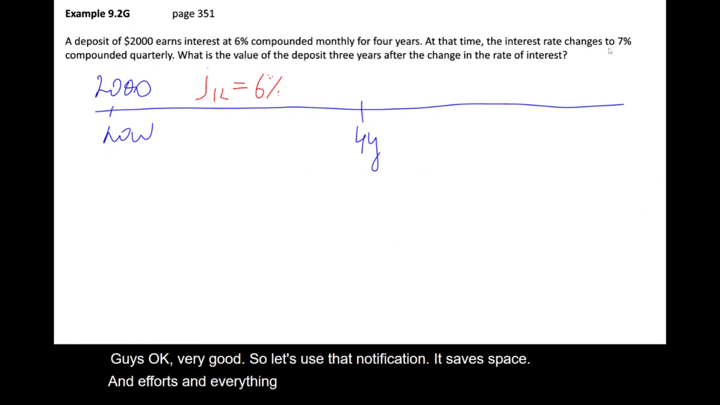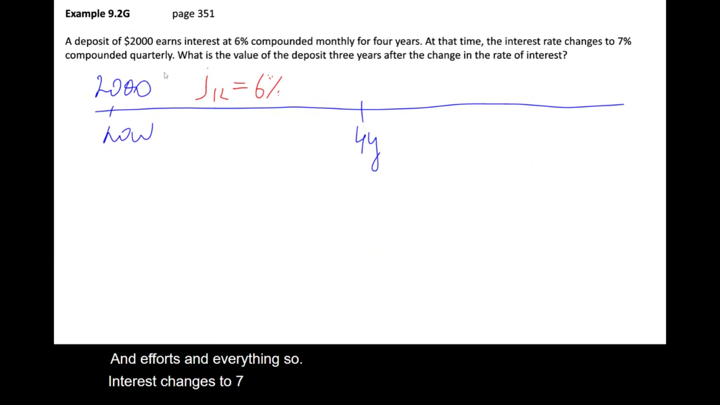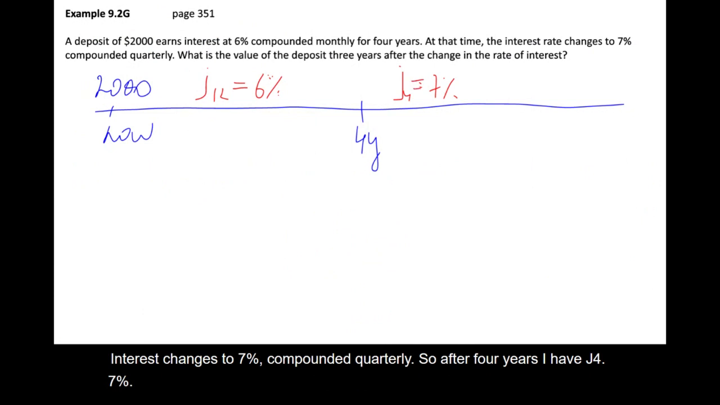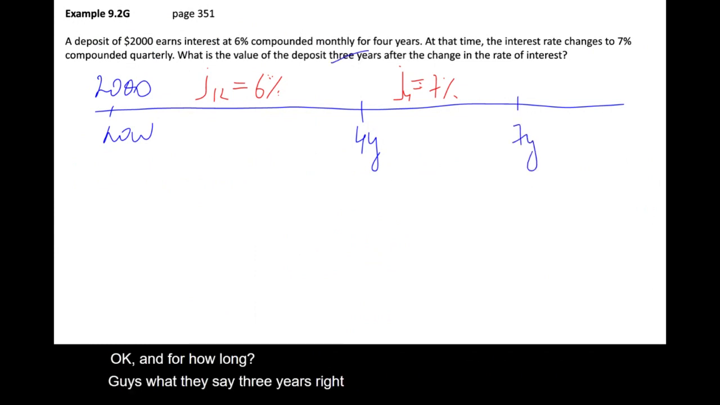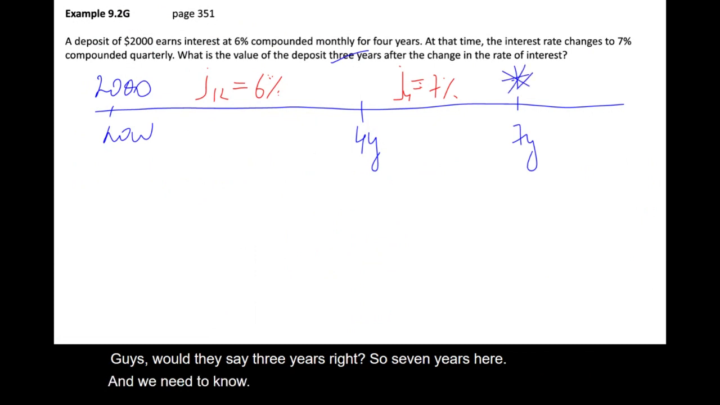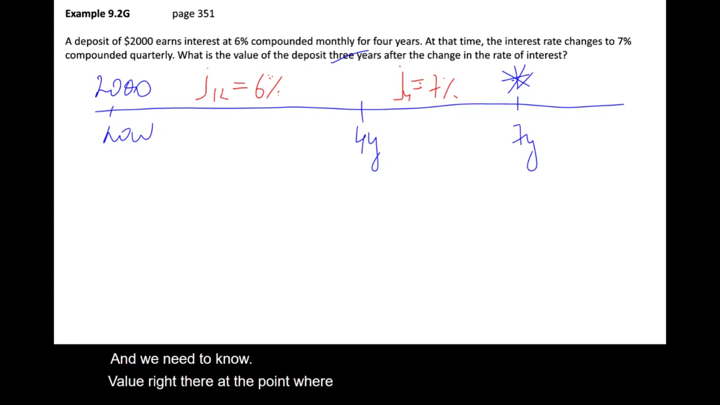So the interest changes to 7% compounded quarterly. So after 4 years, I have J4, 7%. Okay, and for how long, guys? What do they say? 3 years, right? So 7 years here. And we need to know the value right there at the point where I put the star. Any questions, guys?